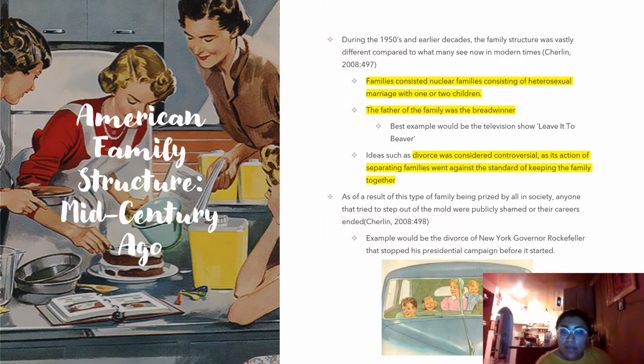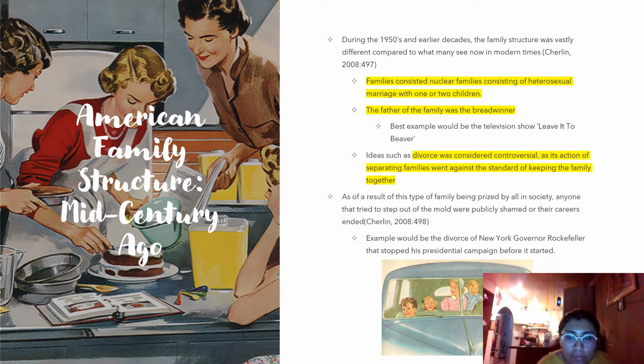And the reason why they're highlighted is they're the answers to my post lecture questions. So for the slides, the highlighted portions are the answers to my post lecture questions, and I tried to format my questions in a way that students could think, okay, this question has to come from the slide talking about the American family structure mid-century ago versus modern times.